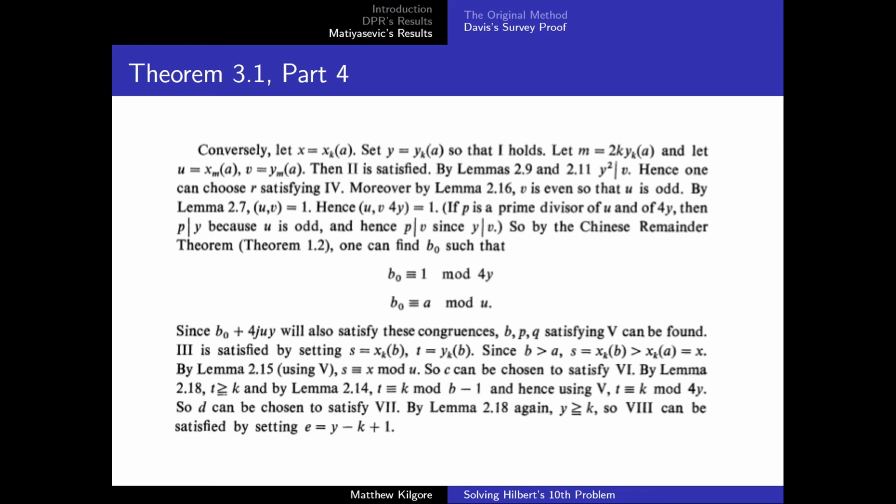By 18 and 14, we get T is equivalent to K mod B minus 1. And thus using 4, T is equivalent to K mod 4. Thus we can satisfy 7 and choose D. Thus by 18, we can satisfy equation 8 by saying E equals Y minus K plus 1.